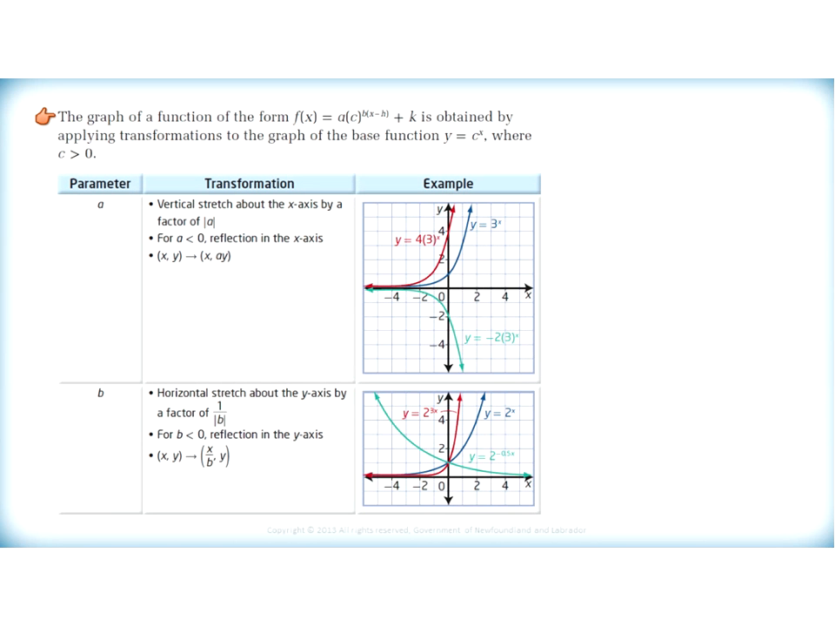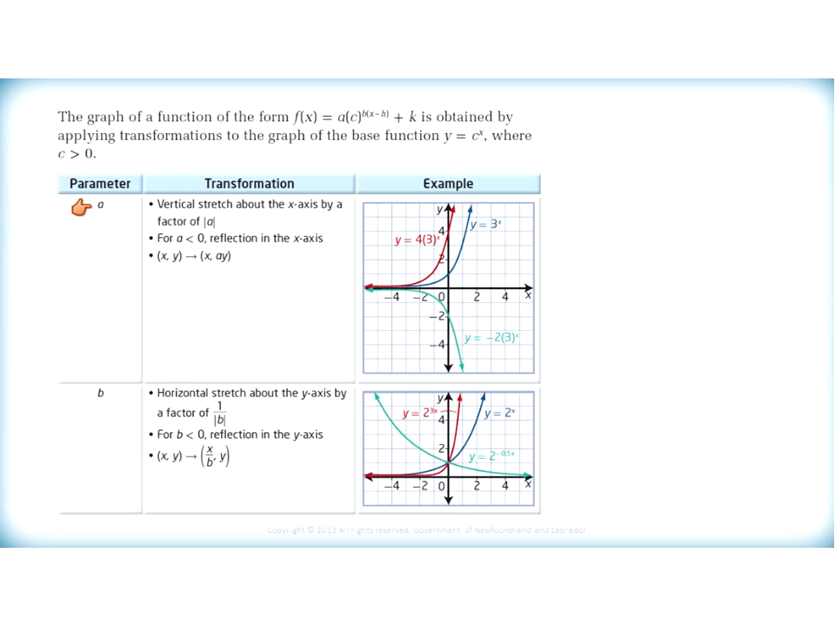First of all, we're going to review all four parameters and what they actually do to the graph of the function that we start with. The graph of the function of the form f(x) = a·c^(b(x − h)) + k is obtained by applying transformations to the graph of the base function y = c^x, where c is greater than 0. Now we know that c could be between 0 and 1 or greater than 1. We're only going to be doing transformations of functions where c is greater than 0.